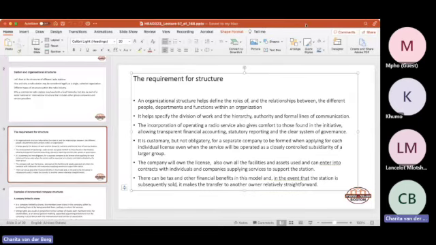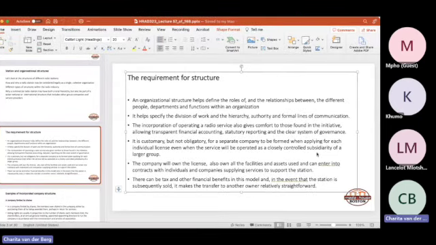Okay, so that's what we are looking at here, where the company will own the license, also own all of the facilities and everything else. So Prime Media owns the 947 license, right? And everything within it. So there can be tax and other financial benefits in this model. And in the event that the station is sold, it makes the transfer to another owner relatively straightforward, depending on the shareholders who want to sell it. But overall, if you want to sell, let's say, the station that's within this company, it's quite straightforward simply to sell it.